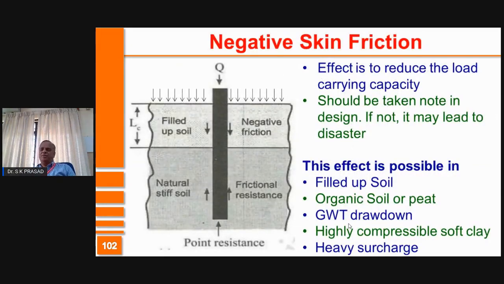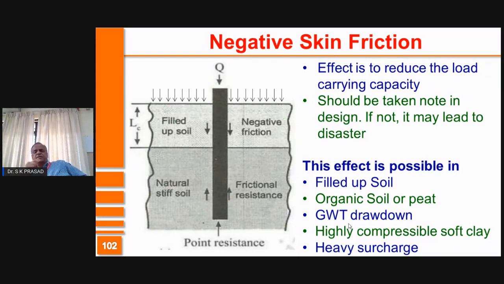Let us move forward. Just wanted to tell you a little about negative skin friction. Please note, this is going to reduce the capacity of the pile. Majority of the times, whenever there is a possibility of the downward drag of the neighboring soil relative to the pile, the capacity is going to be subtracted. You have to be very careful.